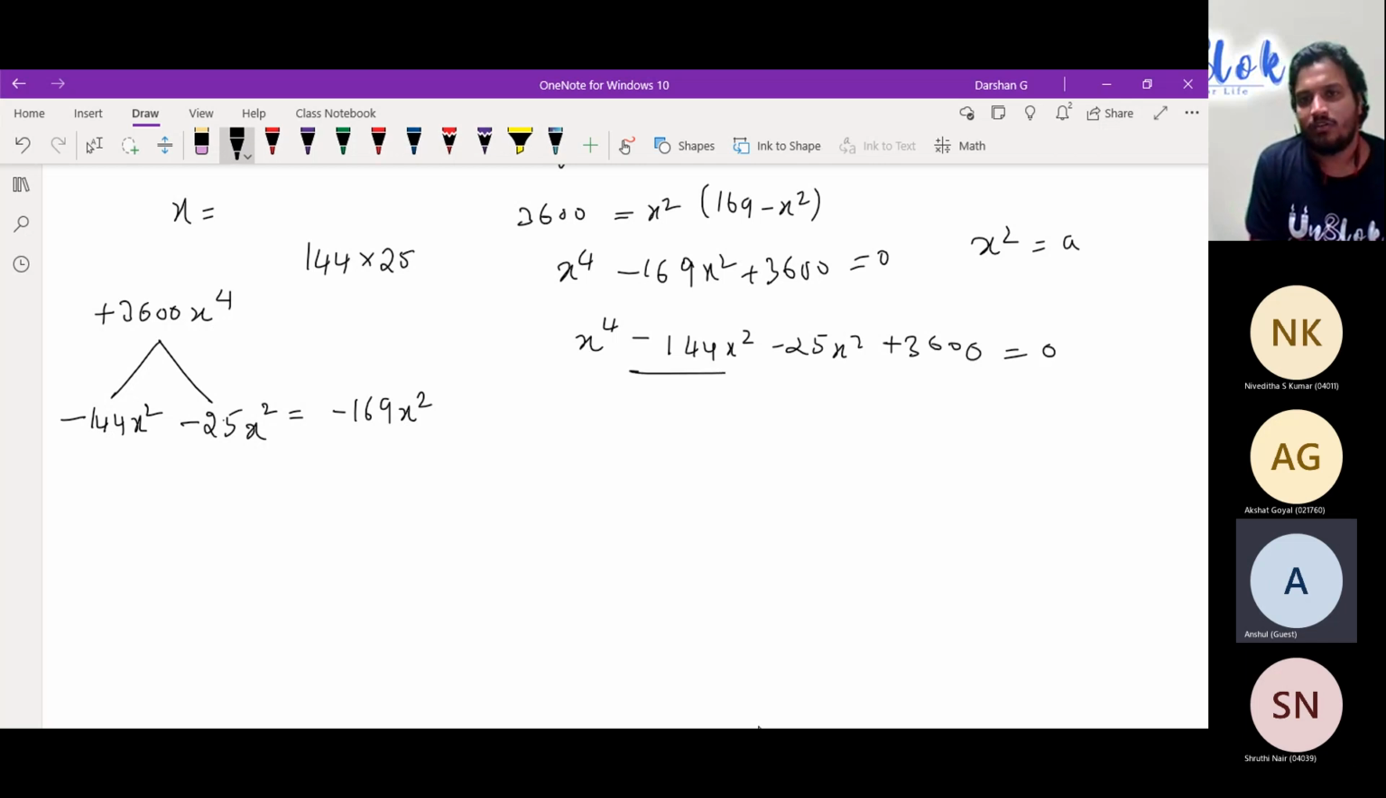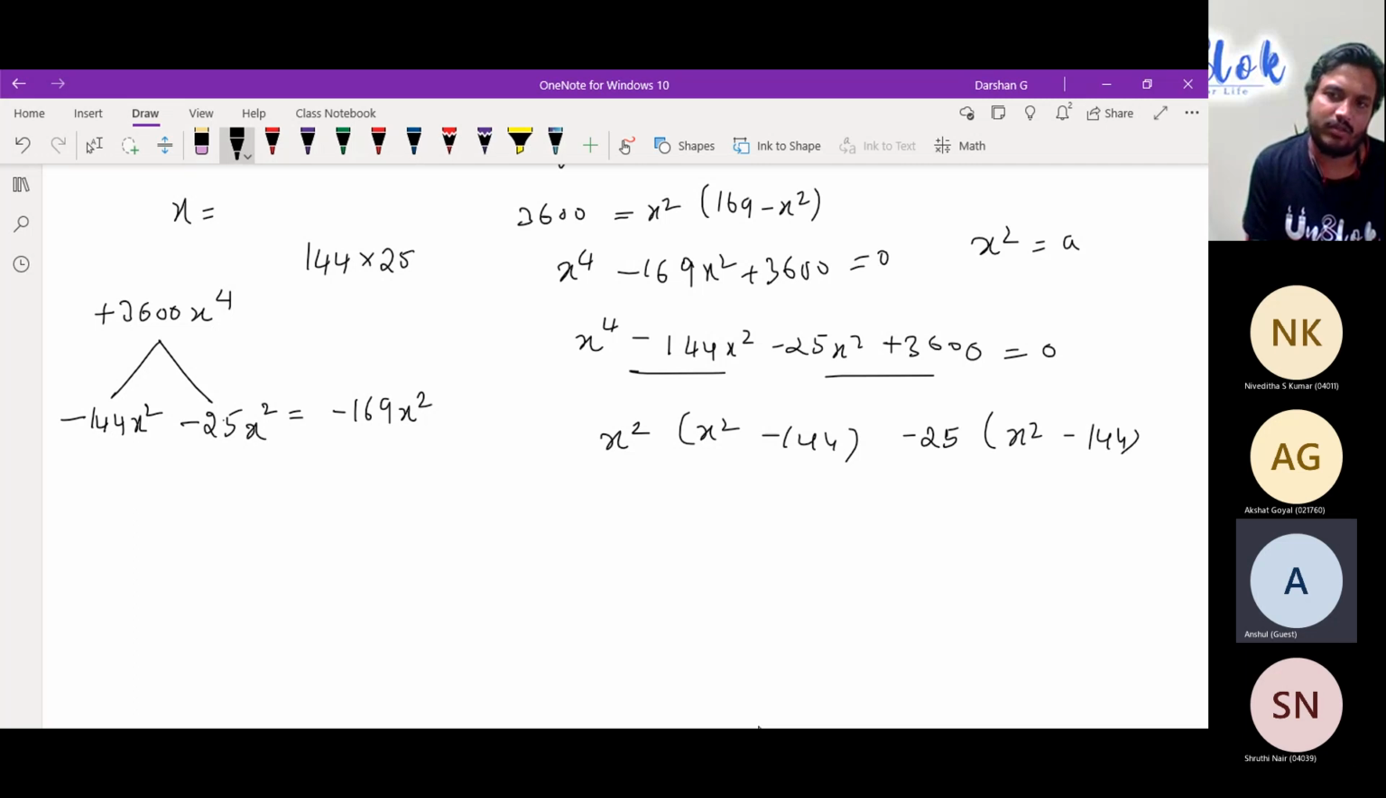Equals to 0. Now split it. It will be x to the power of 2 minus 144. If I take minus 25 common, it will be x square minus 144. It will be 144 itself, obviously. x square minus 144 into x square minus 25 equals to 0. So x square equals to 144. x will be equals to 12.